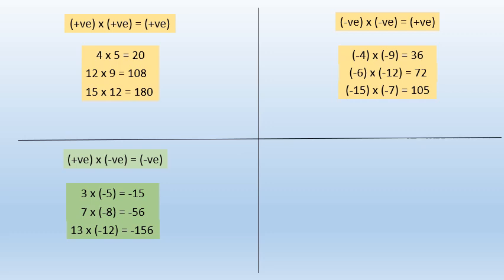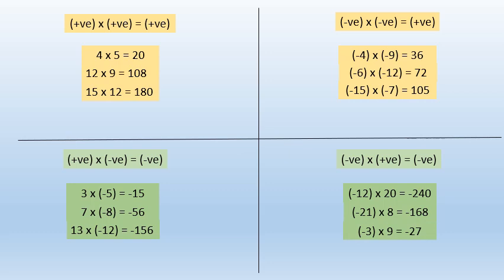Now we'll look into when a negative integer is multiplied by a positive integer. The product so formed is negative. These are a few examples. Now students, you are supposed to practice these examples at home.